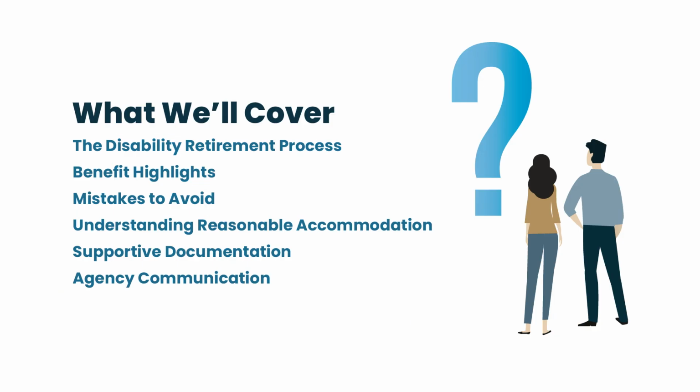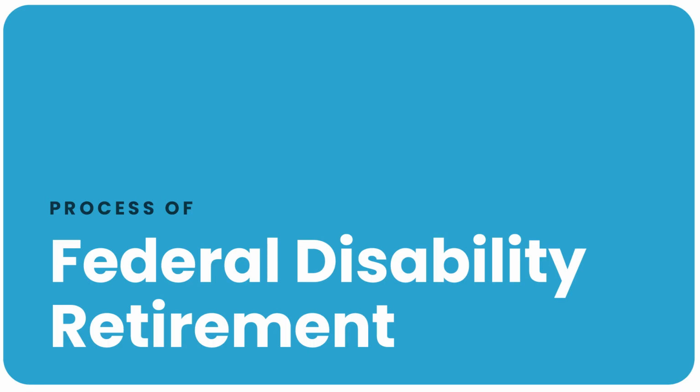Yeah, so today we're going to cover the disability retirement process and what that looks like from beginning to end. We're going to talk about the benefit highlights. We're going to talk about specific mistakes to avoid. We're also going to discuss understanding reasonable accommodation in that process. We're going to discuss supportive documentation for your case, and we're going to talk about agency communication. So we're going to talk about the process of federal disability retirement. Michelle, can you give us an overview of the benefit?